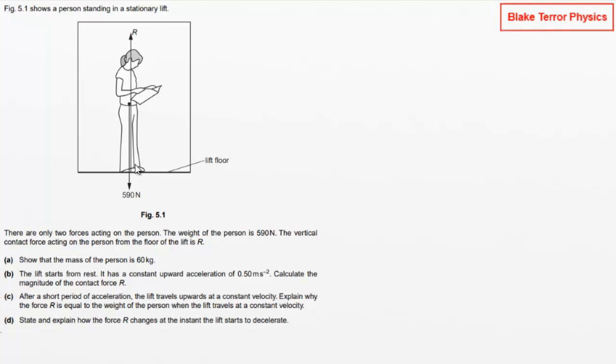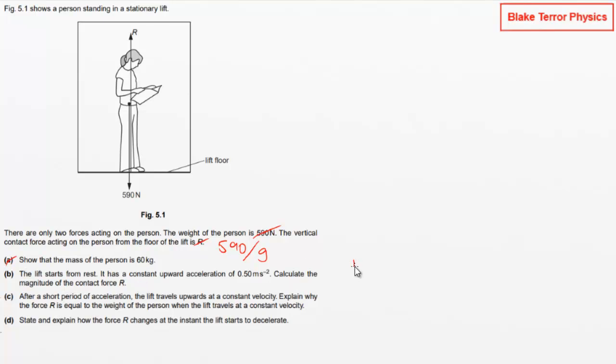All right, first time for a classic here, the old lift questions. They do like these. There are only two forces acting on the person. The weight of the person is 590 newtons, which they've given us, and then the reaction force is R. Show that the mass of the person is 60 kilograms. So that's going to be our 590 divided by g, which must come out as being 60, so I won't bother typing that in. The lift starts from rest. It has a constant upward acceleration of 0.5 meters per second squared. Calculate the magnitude of the contact force R.